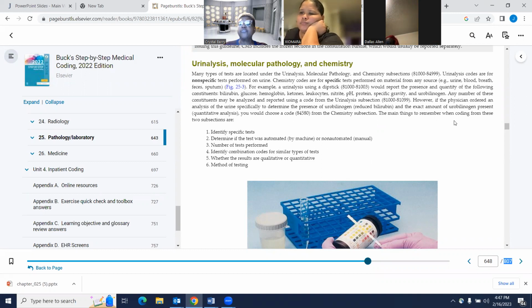The main things to remember when coding from these two sections are: identify the specific test, determine if the test was automated by machine or non-automated manual, the number of tests performed, identify combination codes for similar types of tests, whether the results are qualitative or quantitative, and the method of testing.